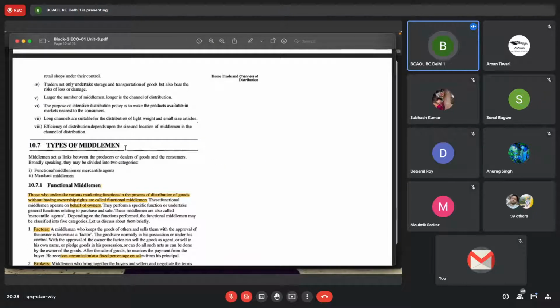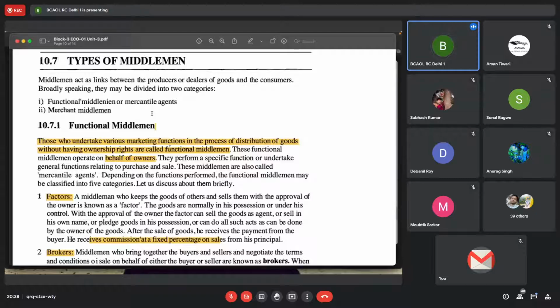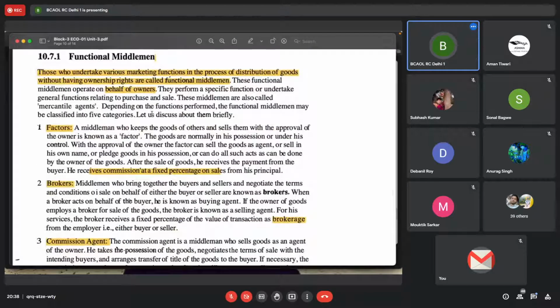Yeah, types of middlemen. So I hope middleman is clear. A middleman is a person who is between the producer and the consumer. This middleman is also known as intermediaries, and they can be functional middlemen or merchant middlemen. A functional middleman is one who does a lot of functions, as the name says. But there's a difference over here, because the functional middleman is not the owner of the products.